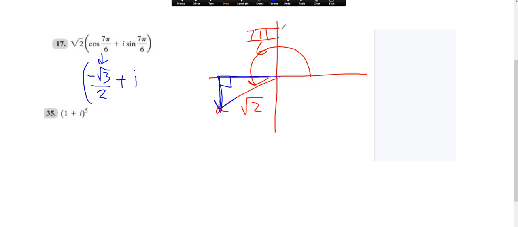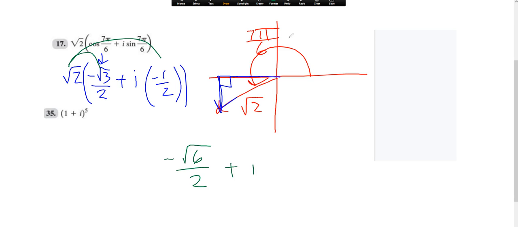The last one, it wasn't pasting, so I'll have to go back. It's in the video though. And how about the sine? Negative 1/2. I wonder if we could distribute that radical 2. And if we distribute it, what do we get? Negative radical 6 over 2 plus I, negative radical 2 over 2. If you really like it, you could put the minus in front of the I radical 2 over 2.